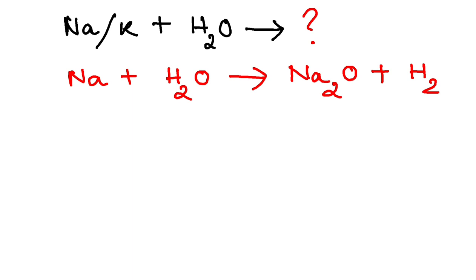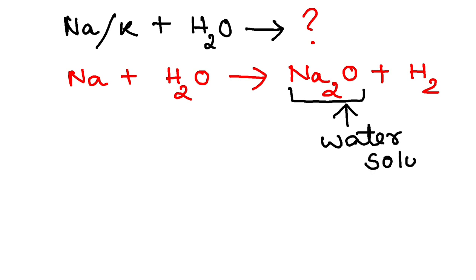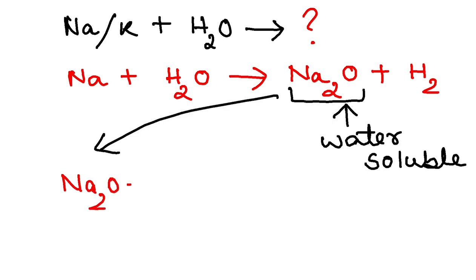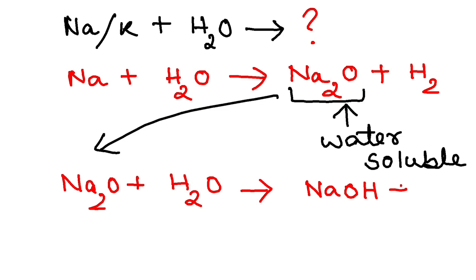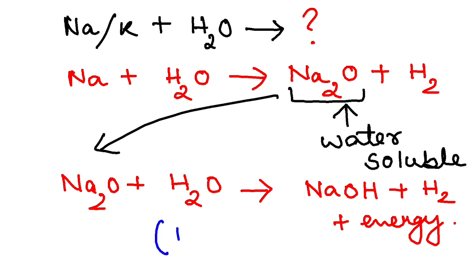Of course the reaction is not balanced, you can balance that one. Now this is the metal oxide Na2O. The interesting thing about this one is that it is water soluble. Since it is water soluble, this Na2O will again react with water. You understand water soluble, right? And this will now produce NaOH plus H2, and it will produce a huge amount of energy. Because it produces a huge amount of energy, this is exothermic.